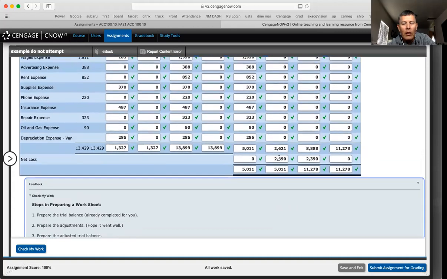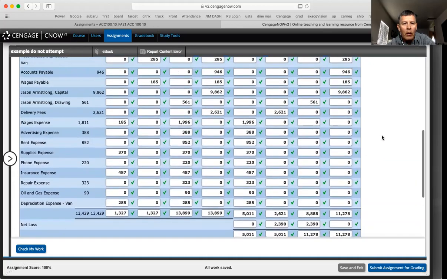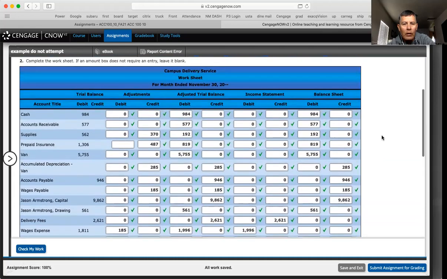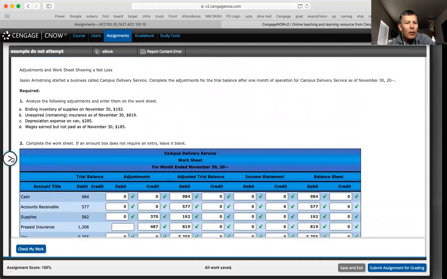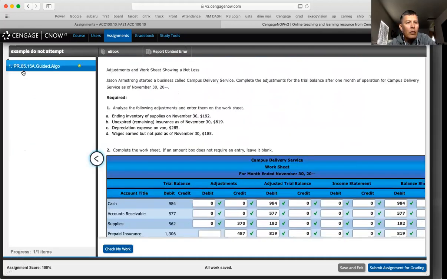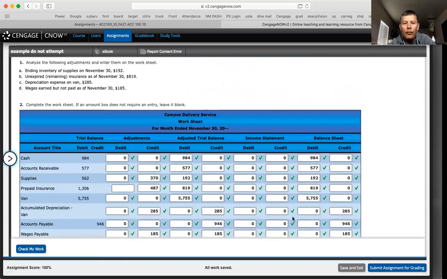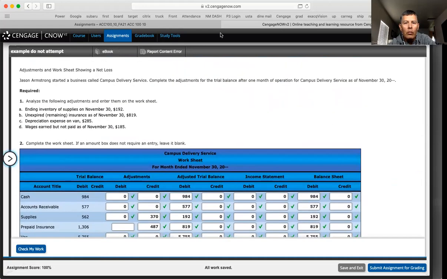So we ended up having a net loss of $2,390. So this is what it would look like. We did balance, we got all those green check marks. So that's kind of what this problem, problem 5.15a guided algorithm, is. So take a look at that. If you have questions, feel free to let me know. Okay, all righty, we're all good.